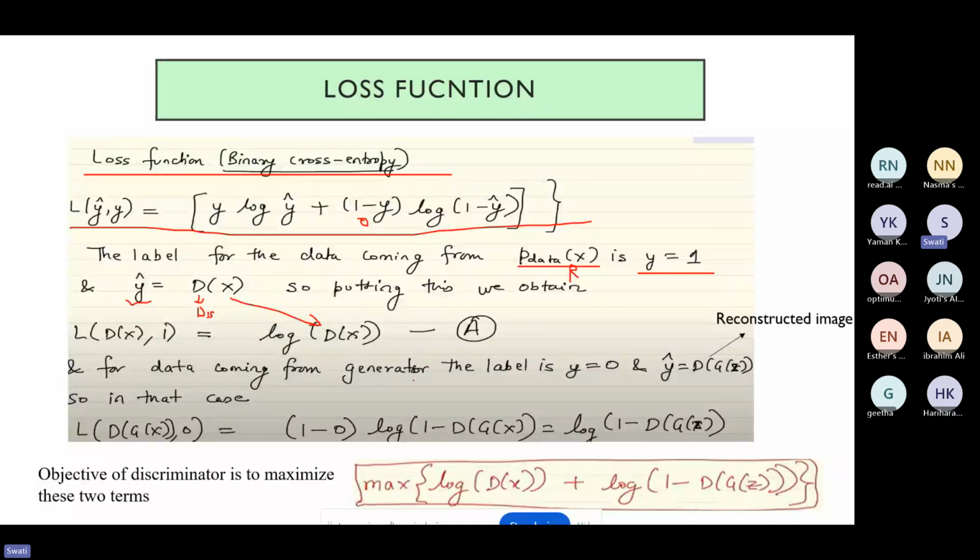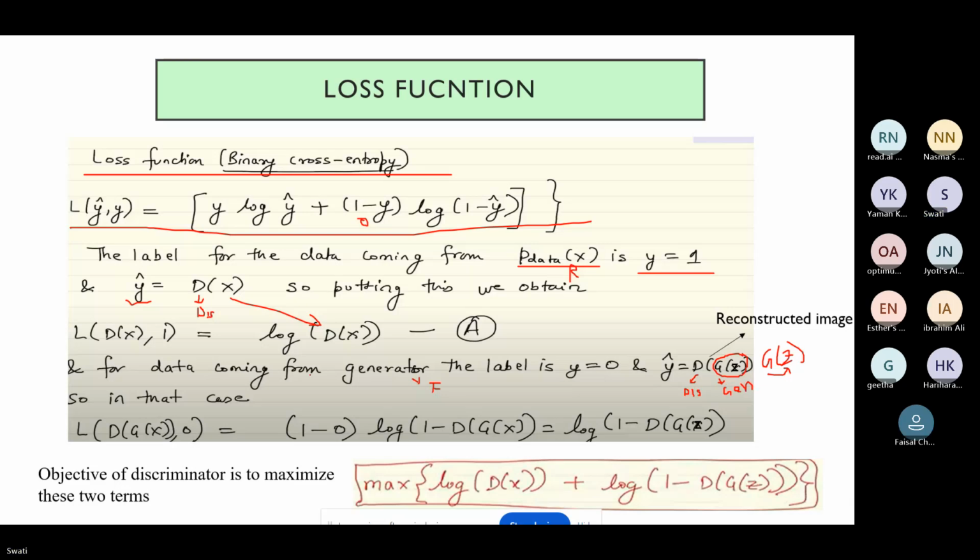Now data coming from the generator, which is fake data, will have label y equal to 0, and y hat will be D(G(z)), where G is for generator. This corresponds to some noise vector z, and the generator works on it, producing some image, and then this image will be sent to the discriminator. So y hat is the probability from the discriminator on the images generated by the generator, the fake images. For data coming from the generator, y is equal to 0, so the first term will be 0 now. The second term will have 1 minus y, which is 1, so log(1 minus y hat) will be replaced by this value.